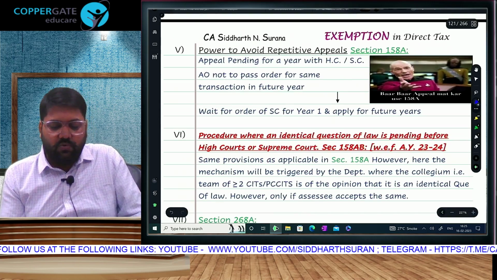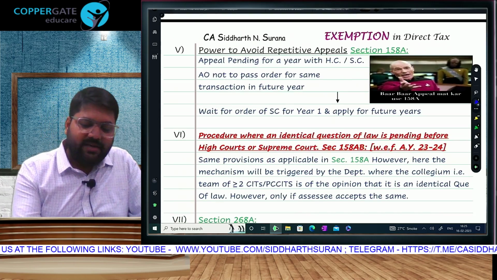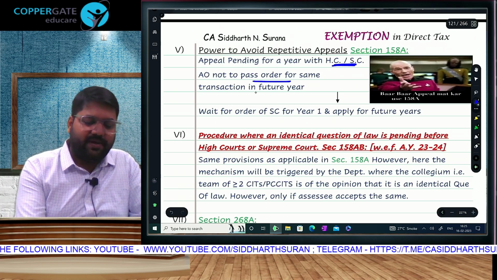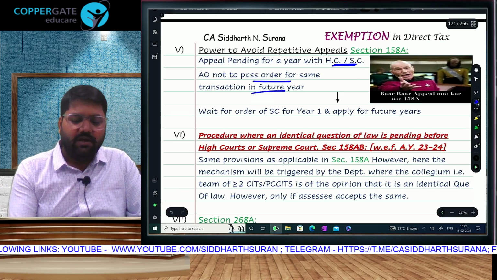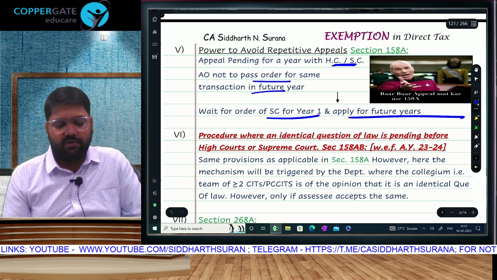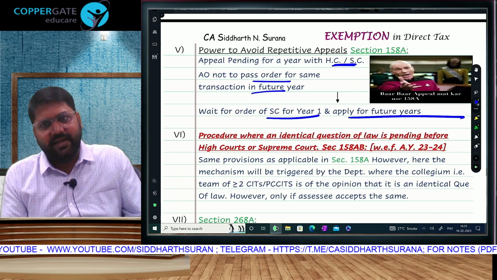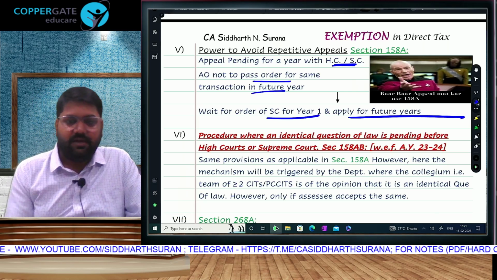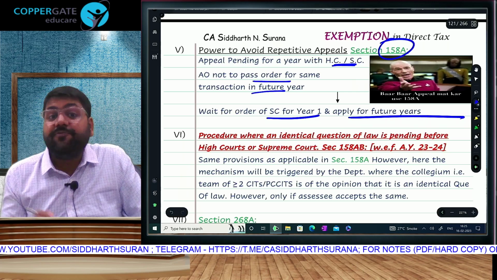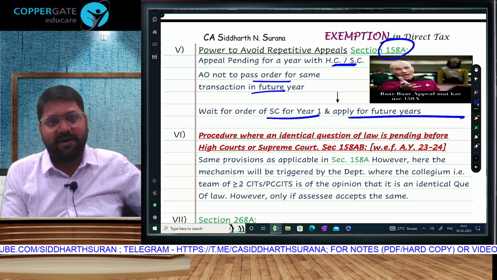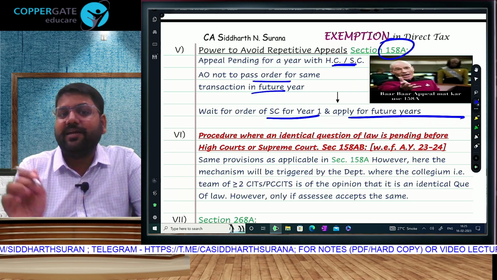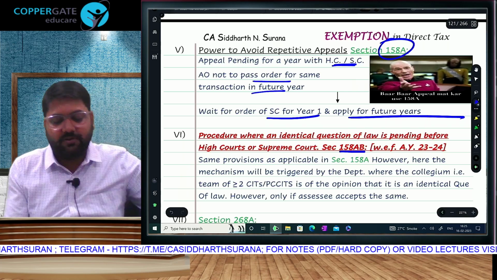Next, the power to avoid repetitive appeal. If an appeal is pending at High Court, Supreme Court, then AO need not pass the order for the same transaction for future year. We will wait for the first year ka order and apply for all the future years. And in 158AB, so see, 158A was there, 158AA was there. That same power will be given to the assessee. 158AA ko abolish karke, they have introduced 158AB.